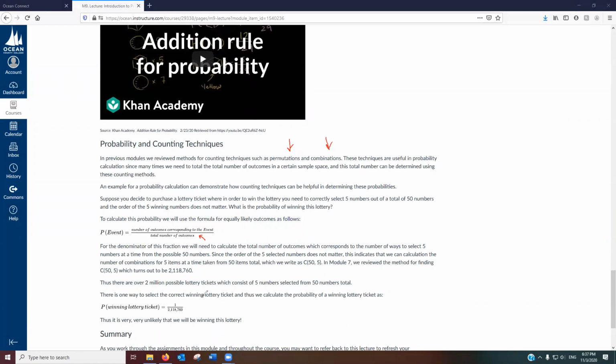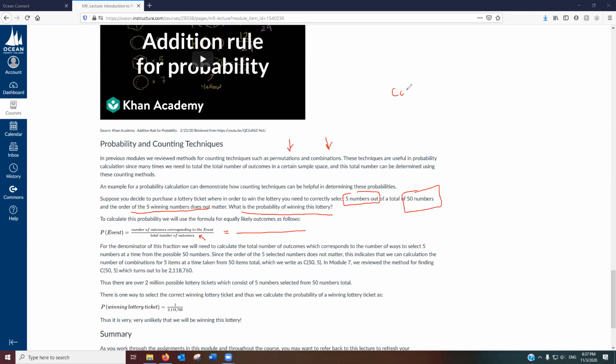Okay. All right, let's do a quick example here. Let's say you want to know the probability of winning a lottery, where to win, you've got to select 5 numbers out of 50 total. Now remember, usually the order of the 5 winning numbers does not matter. So I want to work this out and figure out the total number of outcomes. So really the total number of outcomes are how many ways are there to select 5 numbers out of 50 when the order doesn't matter?